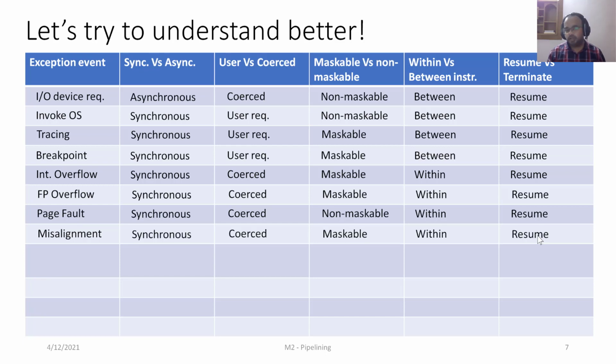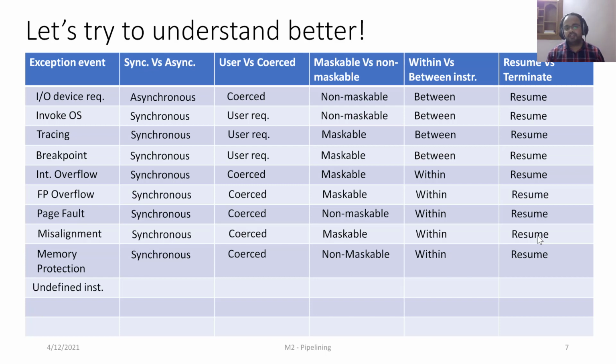Memory misalignment is synchronous, coerced, maskable, within, and resuming type. Memory protection, on the other hand, is synchronous, coerced, and non-maskable because it will result in a serious condition that typically needs OS intervention. If some malicious software is trying to access your secure data, for example, the OS would typically be given a heads up, right? Or some other monitoring software will be given a heads up. So it cannot be masked. If it is masked, then the malicious software will always disable it, right?